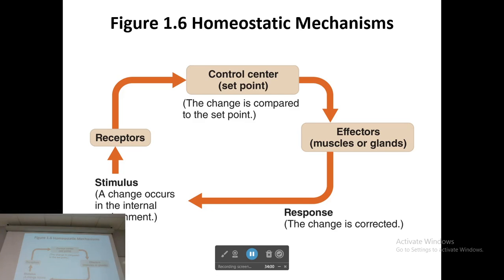Here's a diagram that helps to show that. So we started out over here with the receptors, and they're detecting a change. So the stimulus is the change that occurs, right? Another example, a common one that we use, is temperature, your body temperature, right? Let's say you get too cold, okay? So the stimulus is the cold air. Okay, cooling your body down.